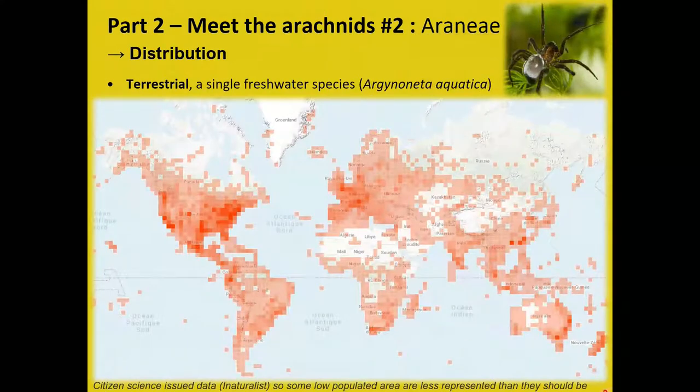So sometimes I use the map from iNaturalist when I don't have any other kind of data. Spiders are found everywhere on Earth, even in Arctic countries, not in Antarctica. And there is only one species of spider which lives totally inside freshwater, which is found mostly in Europe, Argyroneta aquatica.